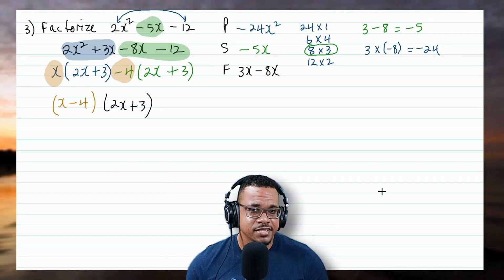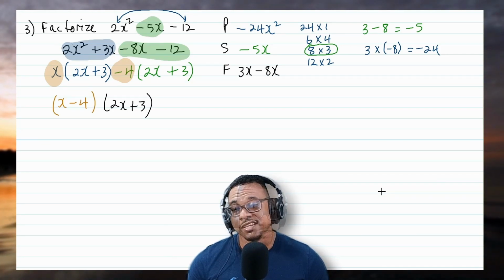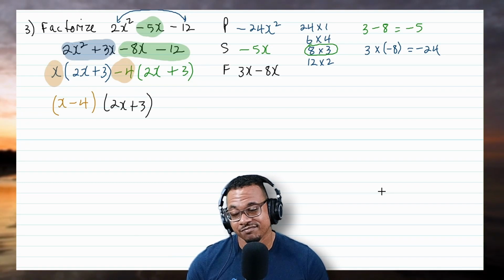So there you have it. These are the basic things you need to know for factorization. So later on, we'll learn how to factorize a cubic expression and so on.